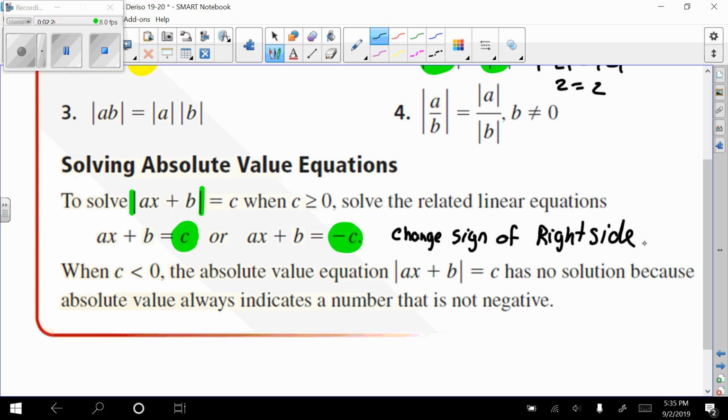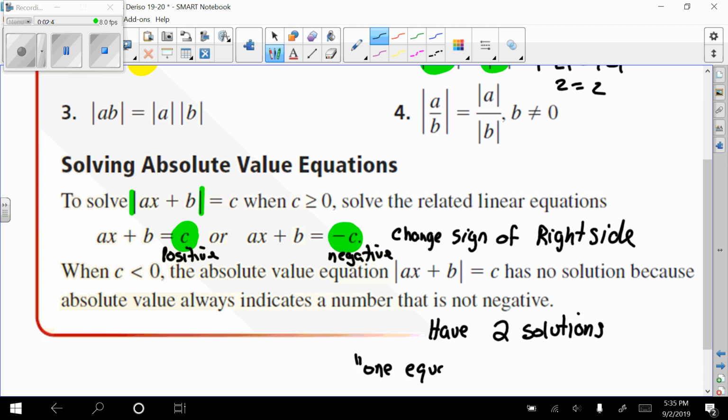So one is going to be positive and the other is going to be negative. What happens is, with absolute value equations, you will have two solutions. When I taught this last year, I used the little phrase, one equation becomes two solutions. So that ties in with what we have been doing with special solutions. Let's go to the next page.